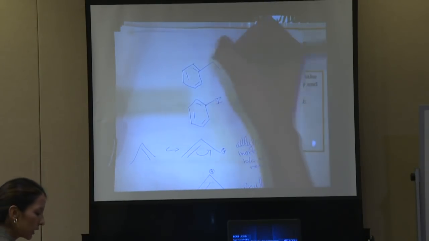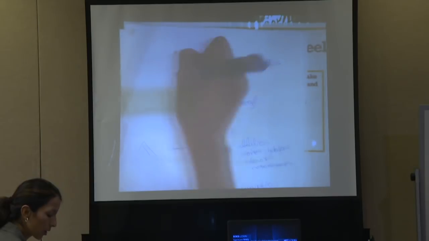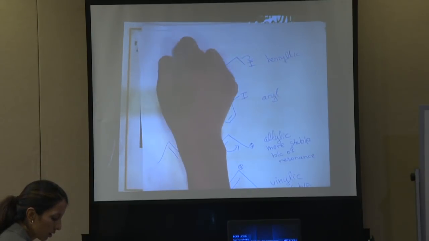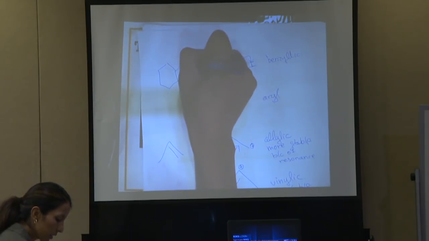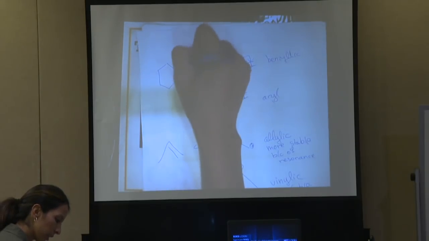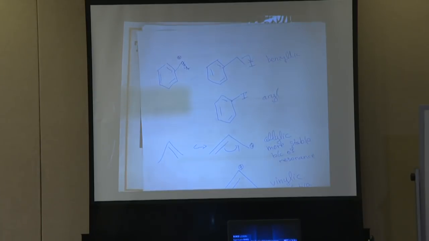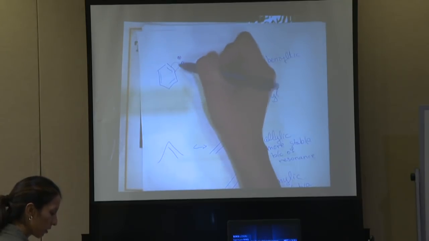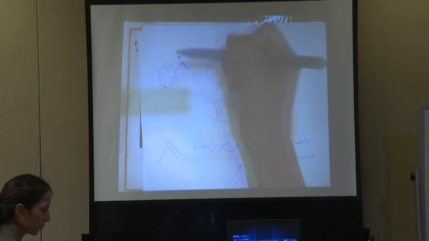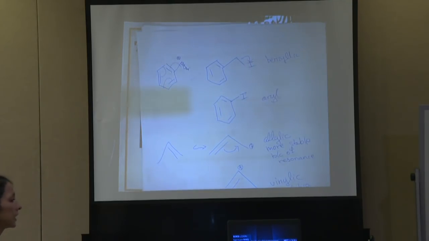Right? Benzylic, once this leaves, my carbocation is going to look like this. Kidding, this goes away. Can that be stabilized? How? Resonance, right? We can do the same thing. We can resonate, and then this can move, and then this can move. So it's really, really stable, even more stable than allylic, right?